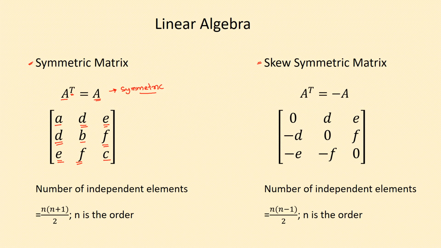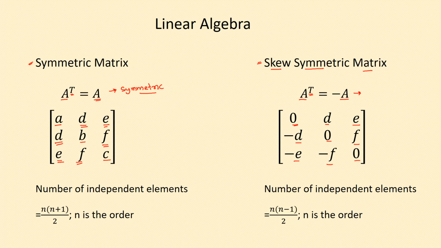So about the skew symmetric matrix, if you have a matrix A and you take the transpose of that matrix, and you arrive at a matrix which is the negative of the original matrix, then this is called a skew symmetric matrix. For a skew symmetric matrix, the matrix should be in this form. The diagonal elements should be 0 and the upper off-diagonal elements should be the negative of the lower off-diagonal elements.